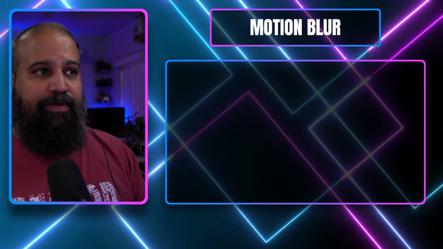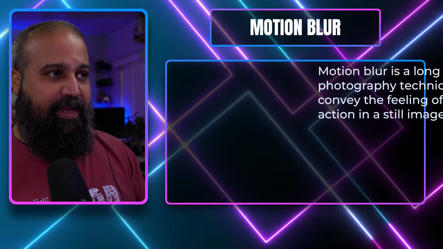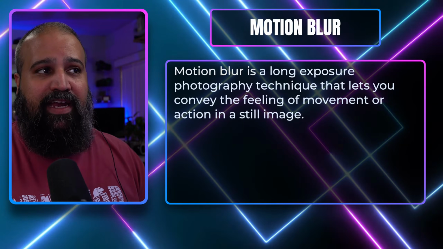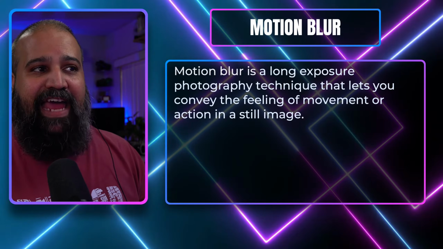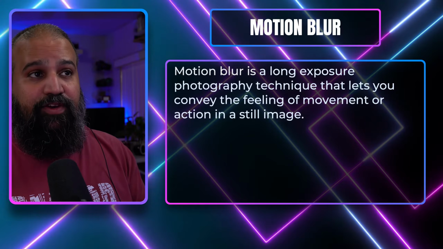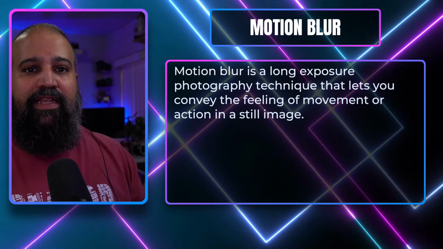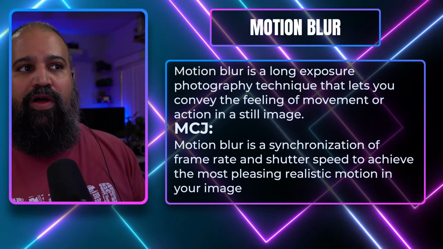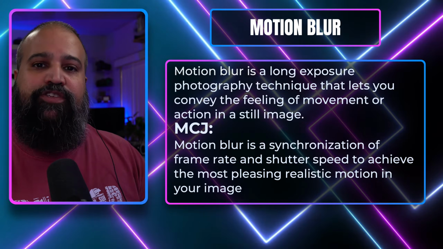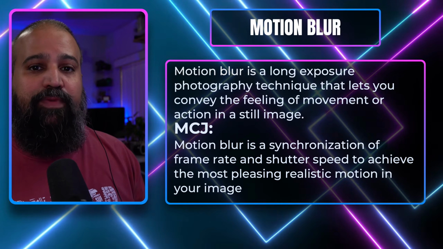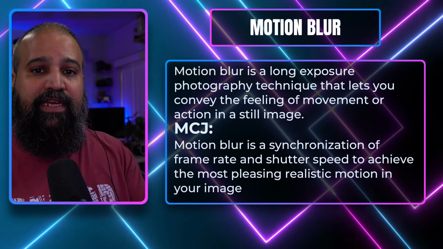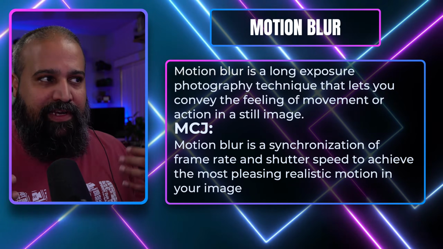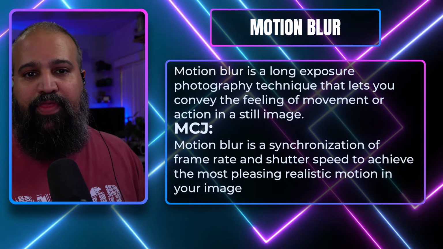All right, motion blur, which is what I had just demonstrated there, is a long exposure photography technique that allows you to convey the feeling of movement and action in a still image. That is correct in a still image, but like I just demonstrated, when it comes to videography, you don't want too much of a draggy, long exposure type of frequency with your image, and you want it to be synchronized so that you can get the most natural type of movement within your video.